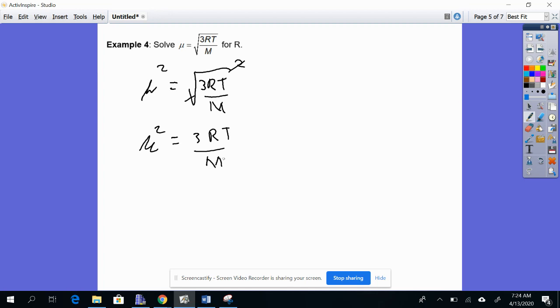Okay. Again, whole goal here is to get to just R. So let's get rid of this M. Let's get rid of this fraction. Anytime we can get rid of a fraction, let's do it. So I've got M times mu squared equals 3RT. Okay, well, all this is being multiplied. So to get rid of multiplication, I divide.